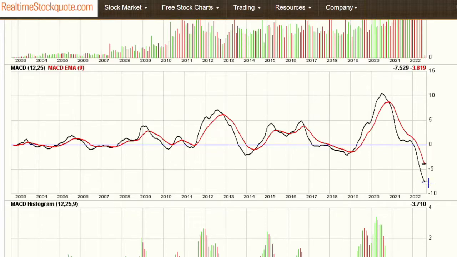It's not quite ready to move up because I do want to see that fast line cross through the slow line, and when it does, then it will likely be on its way up. But for now, I think we're going to have a lot of sideways trading and some volatility, but don't get too concerned about that yet.